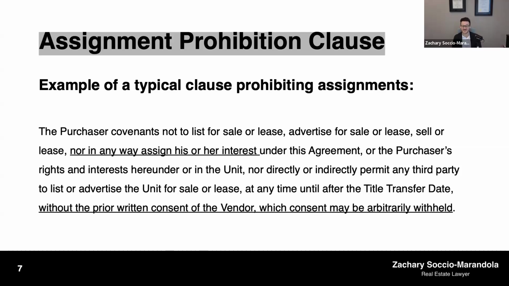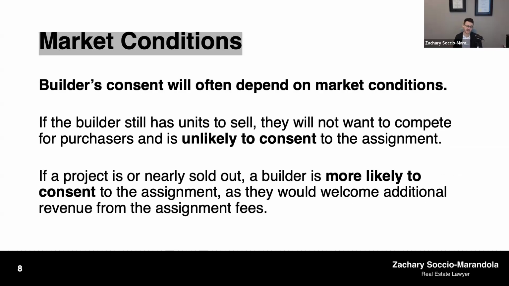So they're saying that it doesn't have to be reasonable, for any reason they decide. They could say, hey, you are not allowed to assign the property. And usually their consent correlates with market conditions. And it makes sense, right? If the builder still has units to sell and you say, hey, I'd like to assign my property, I want to list it on the MLS for assignment, they're most likely going to deny this because they're not going to want to compete with themselves.